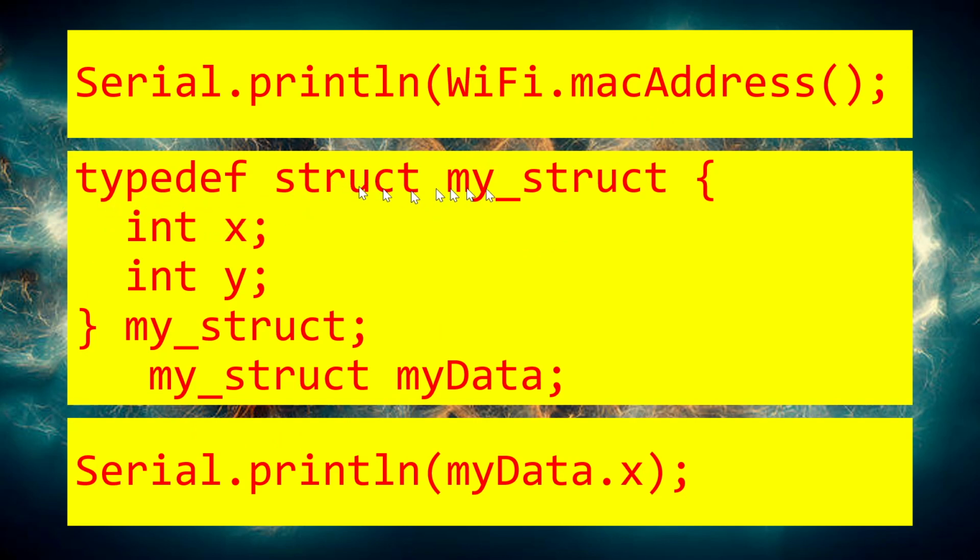We have defined a structure that's called my structure. In this structure, I have two variables, integer x and integer y. So two data values will be received, integer x and y, and then I have to close this structure, and it is named myData. Let's just use this for now. When I receive the data, I would like to print it on my serial. So I'm printing myData.x, so this integer x will be printed on my serial.